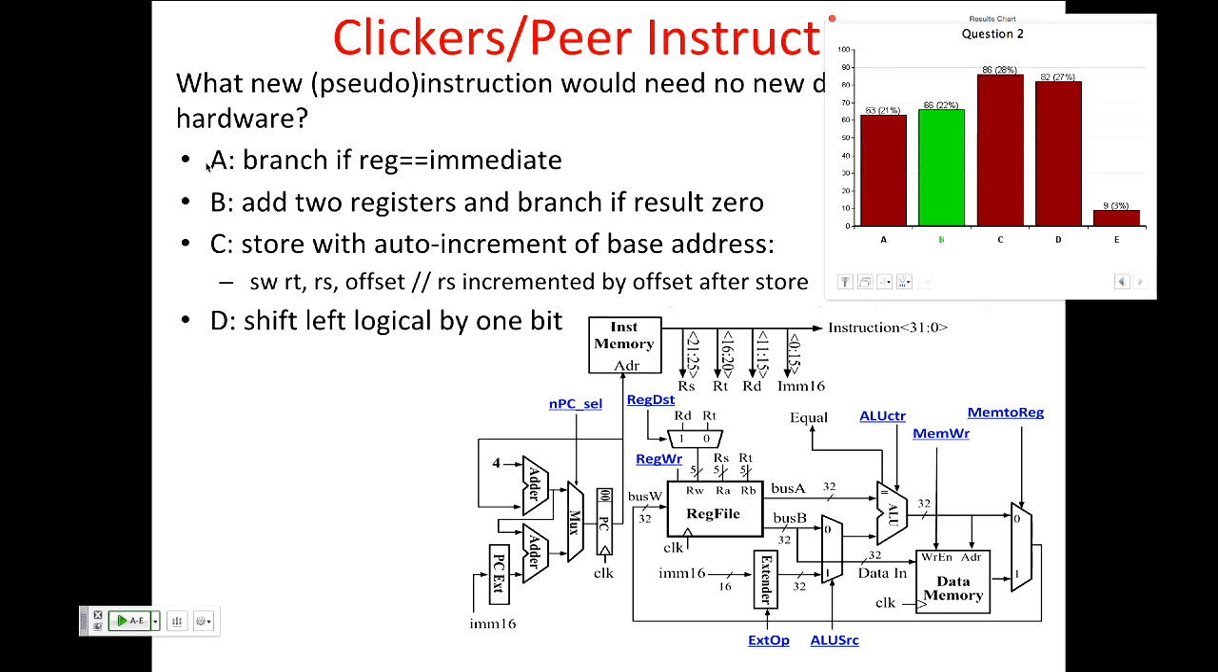Can this data path do add immediate? I believe it can. I would set my extop to sign extend my immediate. I would set ALU source to grab that immediate, and I would add that with RS. And that would give me the correct addition value. A would work because then in the ALU after you have the immediate, it can see if they're equal the same way and do a normal branch. But I don't know what I'm missing. Yeah, exactly. It can do that.